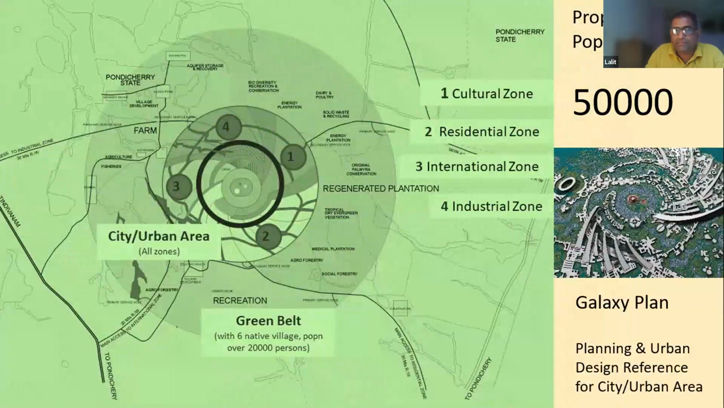This is the proposed population, which is 50,000. Presently, we are something like 3,500 people from close to 55, 60 countries. And what you see here is the proposed broad land use plan. In the center where 1, 2, 3, 4 is written, it's a city area, the proposed urban area, surrounded by another circular belt called the Green Belt of Auroville, which also has 6 native villages. So this is the proposed plan for Auroville, and there is a lot of work and development that will keep on happening for the next many years, because our population is to increase quite a lot.